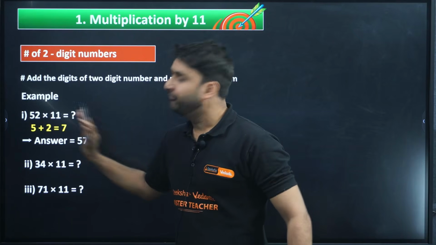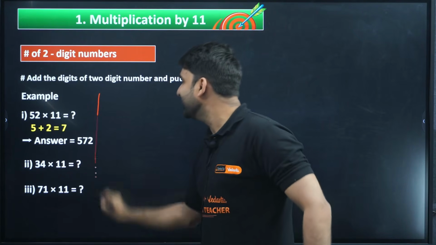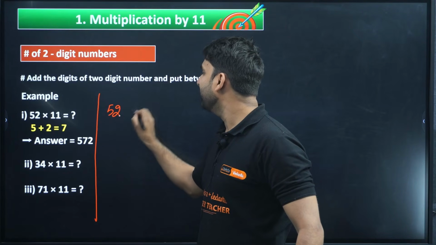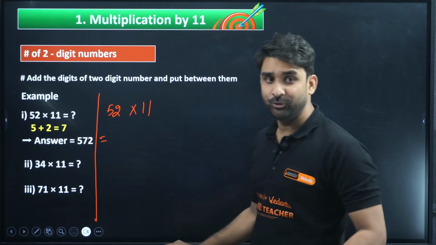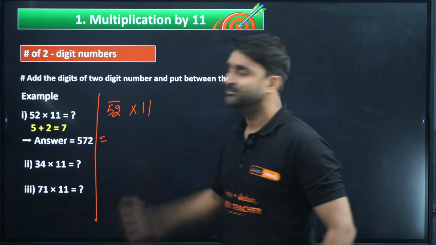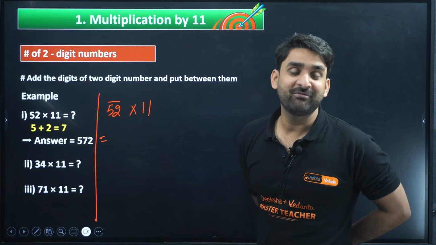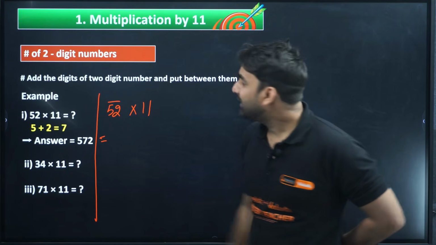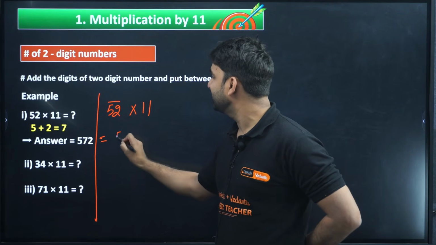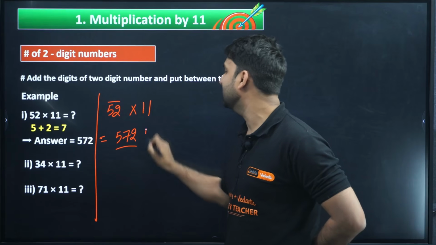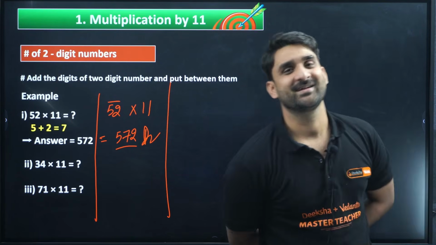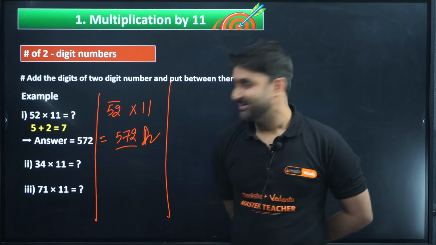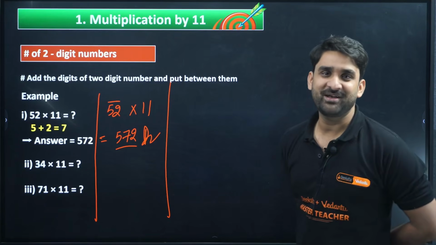Let's say there is an example. If you are multiplying 52 with 11, you don't need to do anything, my dear. What you have to do is add these two numbers. If we add 5 and 2, 7 would be there. Put the 7 between these two numbers. So 572 is your answer. Isn't it? Magical method, my dear.